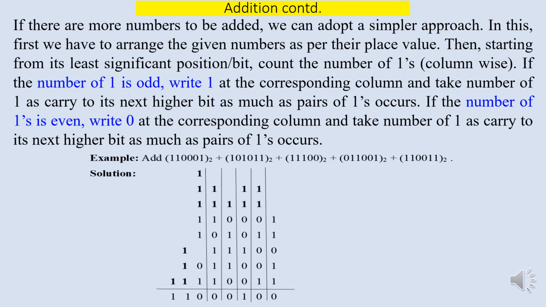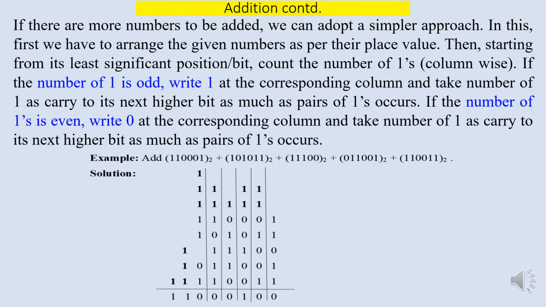If the number of 1s is odd, write 1 at the corresponding column and take the number of pairs of 1s as carry to the next higher bit. If the number of 1s is even, write 0 at the corresponding column and take the number of pairs of 1s as carry to the next higher bit. Repeat the same process till the most significant bit column is operated.